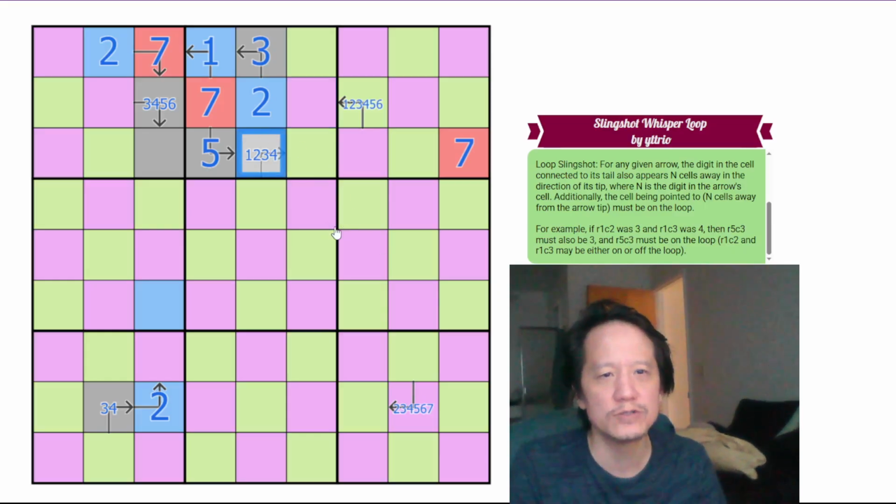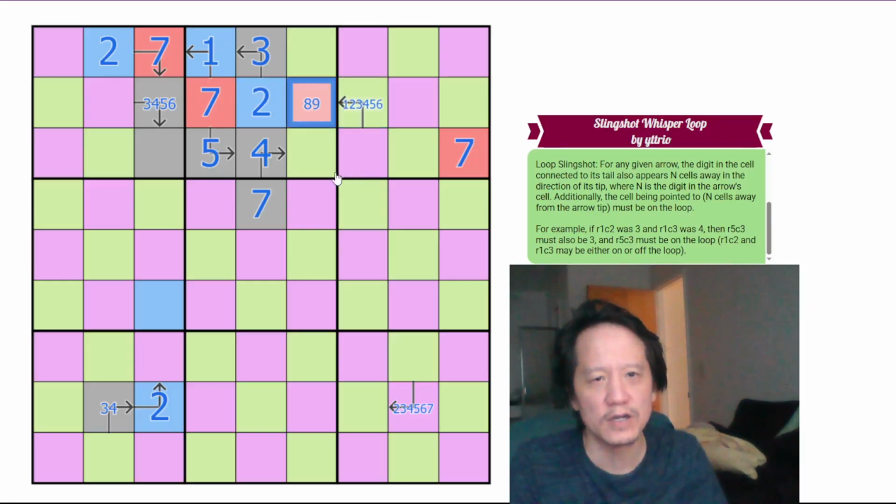This can't be 1, 2, or 3. So this is 4. So this must match that. So this is a 7, and this cannot be on the loop. This must go here to extend. So this is 8 or 9. This can't be 2. It could be 1, 3, 5, or 6. So no 4.